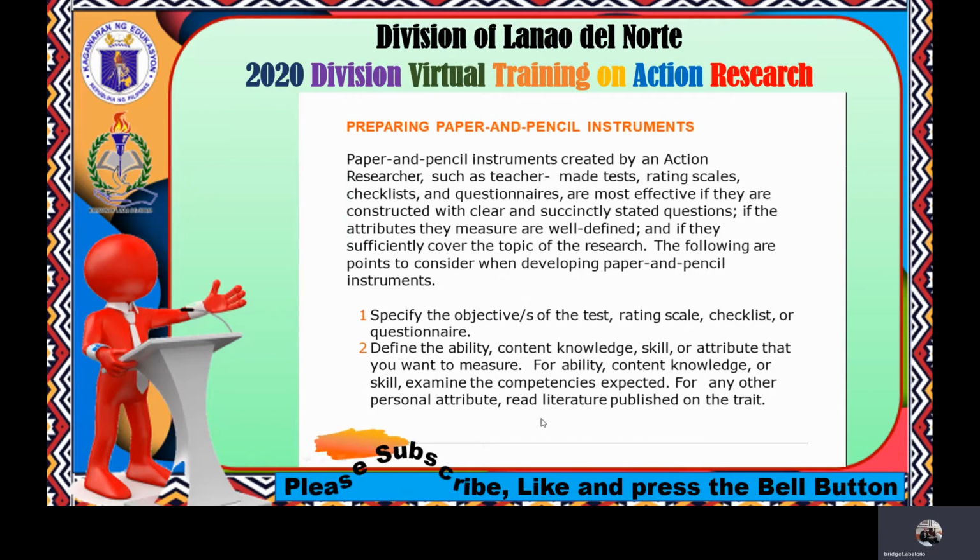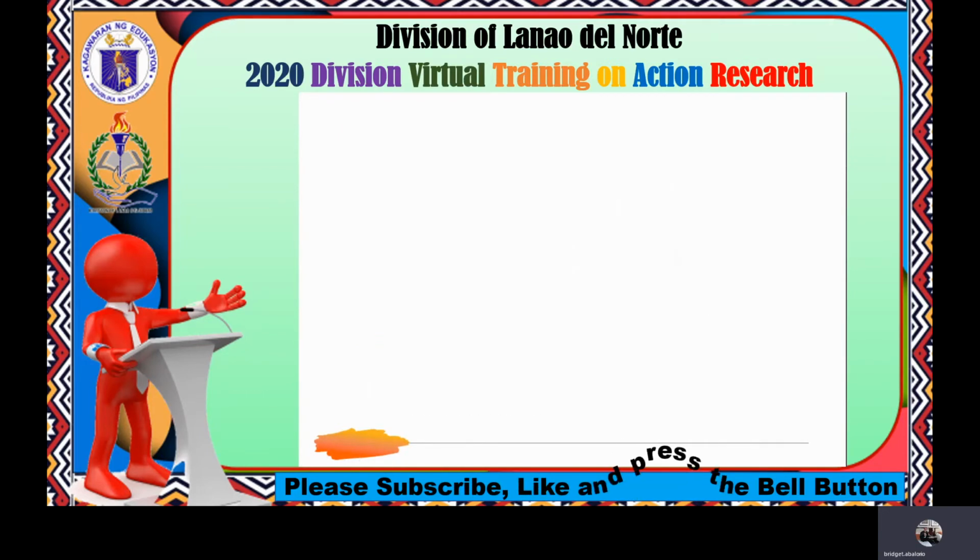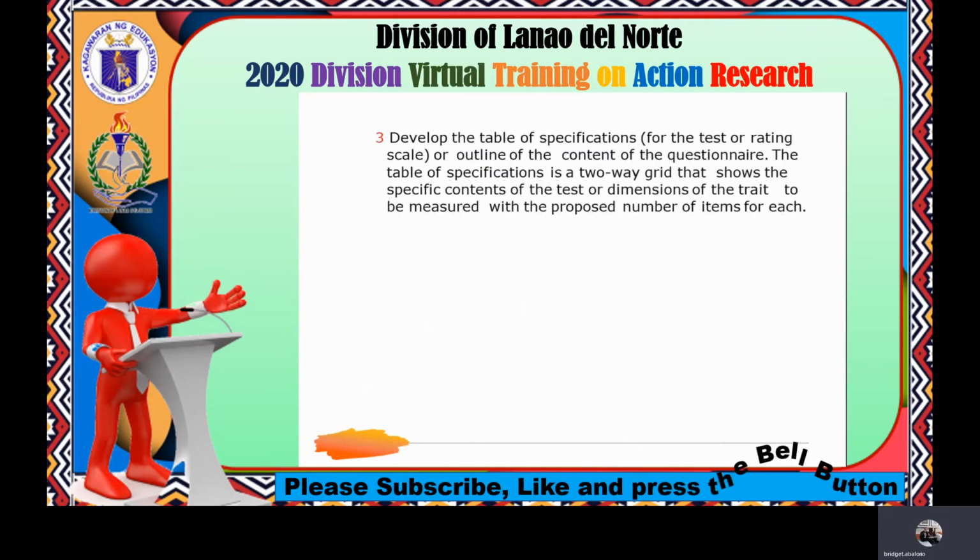First, specify, then identify the ability. The third one is to develop the table of specifications or outline of the content of the questionnaire. We should not directly make a test without a TOS, or directly make a questionnaire without an outline. The table of specifications is a two-way grid that shows the specific contents of the test or dimensions of the trait to be measured with the proposed number of items for each.